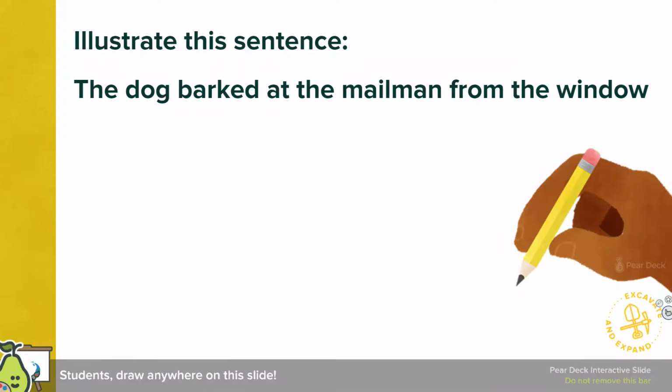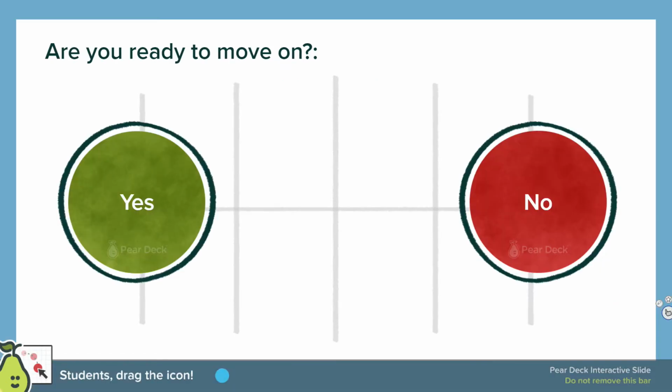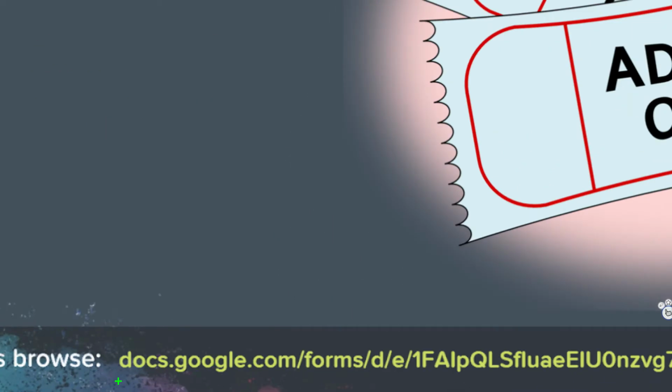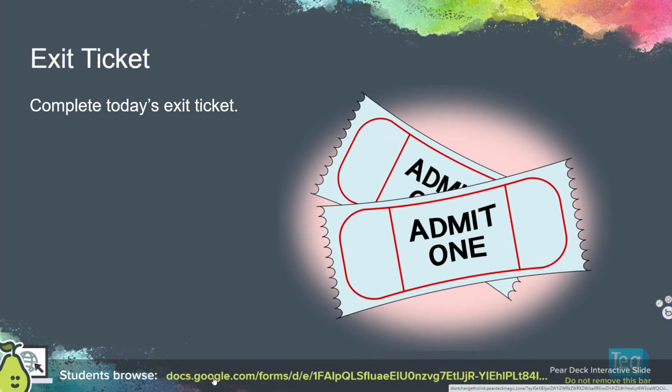This is a draw question. Now, I actually was able to create a sentence here. The dog barked at the mailman from the window, and they would be able to draw the answer. And then we have the draggable, where a student would just move the answer to either yes or no if they're ready to move on. And we also have embedded website content. Here is a link to the Google form that students will have access to when they see this slide.